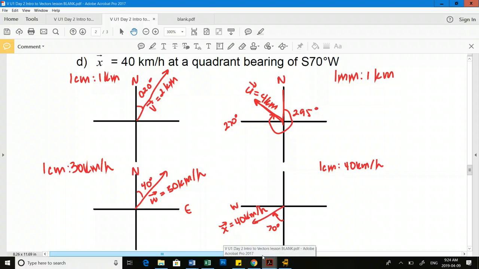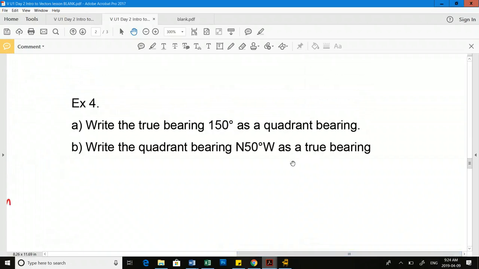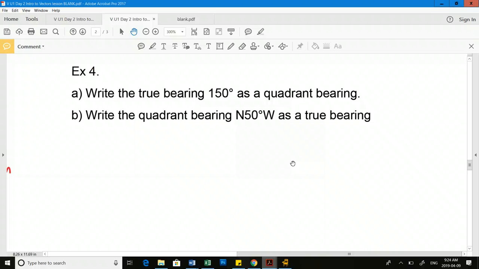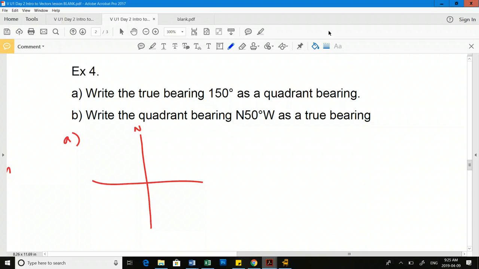Can I scroll? Okay, the last one is switching between quadrant bearing and true bearing. So we're going to write a true bearing of 150 degrees as a quadrant bearing. Sometimes it can be helpful just to draw a picture of what's happening here. When I'm measuring true bearing, I'm measuring from the north and then I'm going clockwise. So this is 90. 150 has to be somewhere around here.